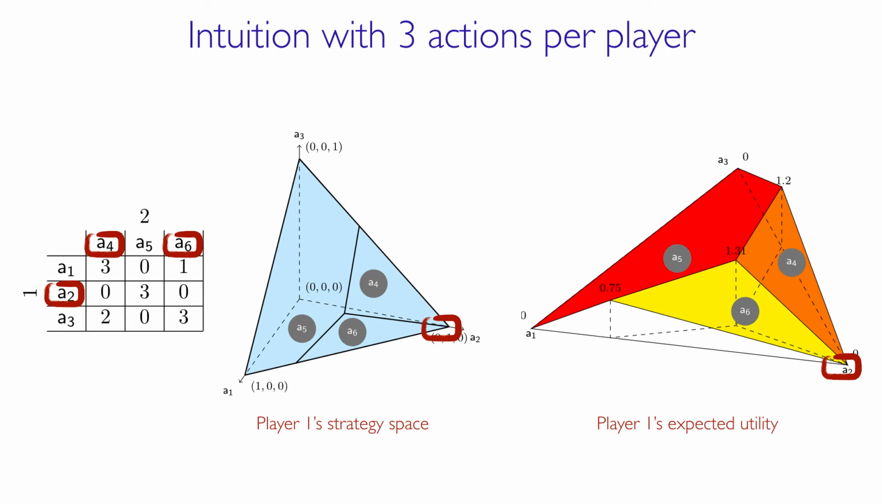Here, player 1 plays a2, player 2 responds with a4 or a6, and the expected utility of player 1 is 0. Here, player 1 plays a3, player 2 responds with a5, and the expected utility of player 1 is 0. The maximum of the expected utility of player 1 is 1.31, and it is for a fully mixed strategy.